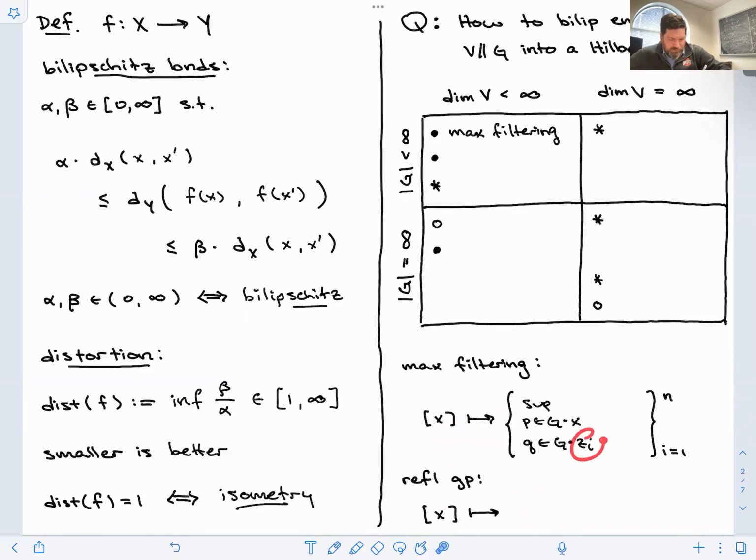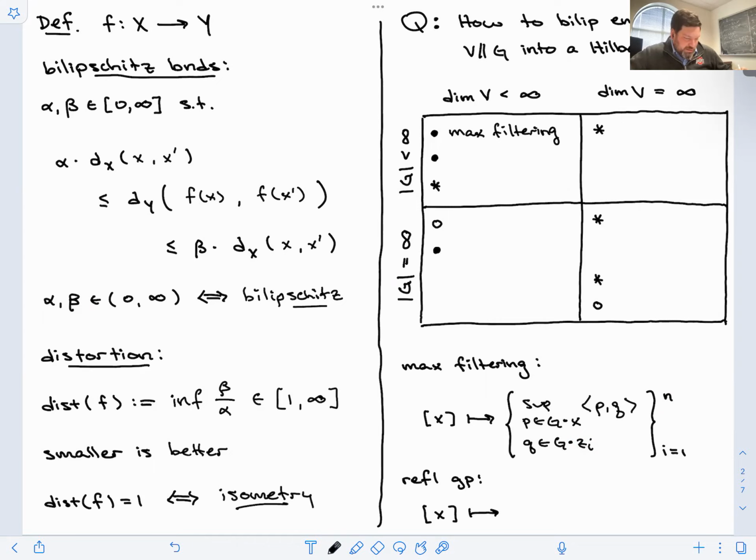So you have a bunch of templates, you have n of them, and you're going to compute this quantity, the supremum of this inner product over the orbits. Okay. This was the content of Jameson's most recent Codex talk.